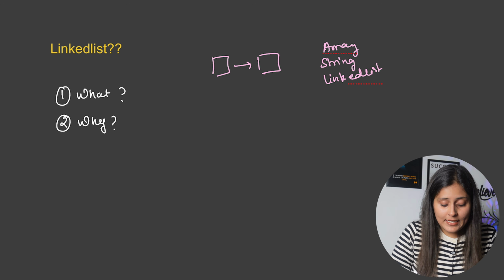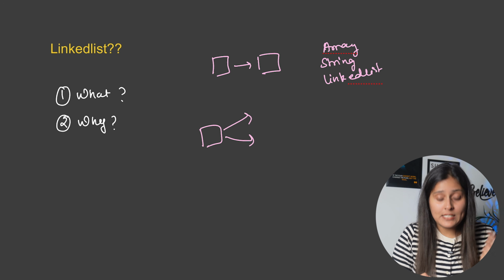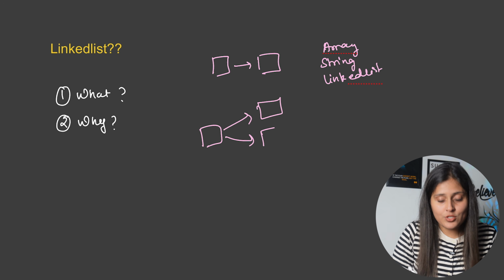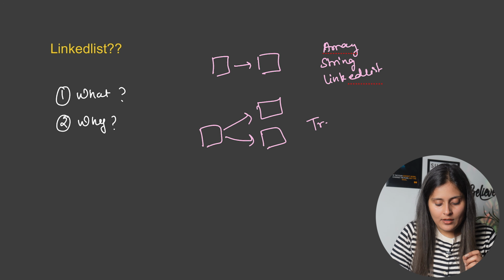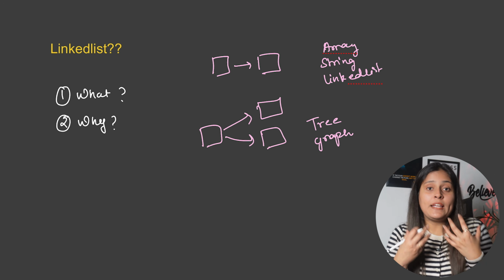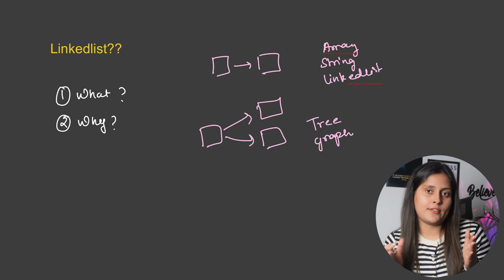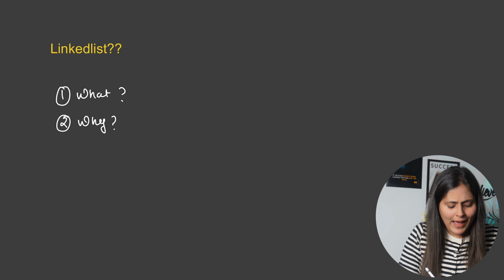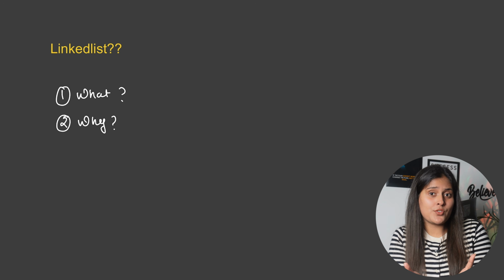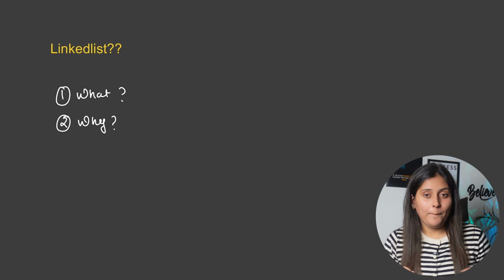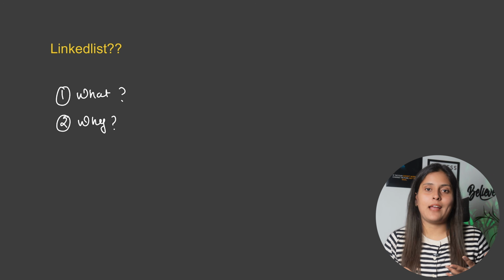But from a single element, if you can move to multiple elements, then that is called non-linear data structure. Example, tree, graph. So linked list is a type of linear data structure. Now second question, why we need linked list when we already have array as a linear data structure? Array was so useful, but we encountered few problems in that.